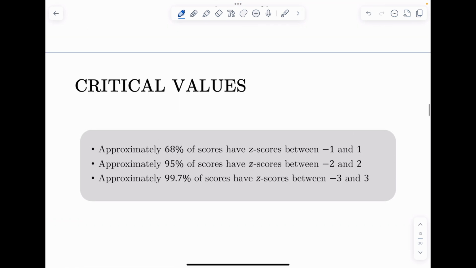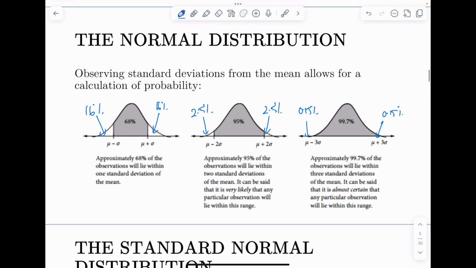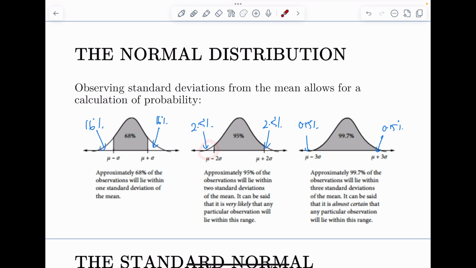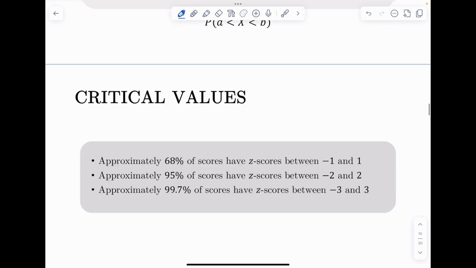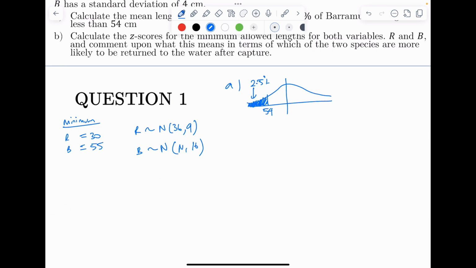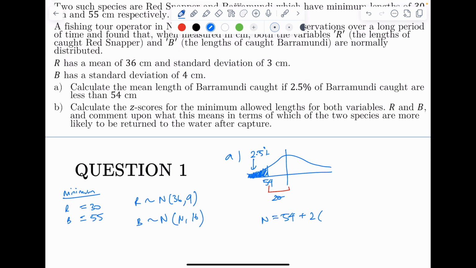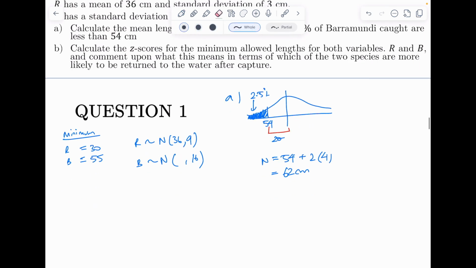Now, if we go back to these graphs here, this tail probability corresponds with this middle graph here. So to have a probability of 2.5% in the tail, we need to be 2 standard deviations to the left of the average. So if we come back to this, the distance between this value here, 54, and the mean is 2 standard deviations. So to get to the mean, we will just get our value of 54 and add 2 standard deviations. And the standard deviation for the barramundi is 4. And so we have 54 plus 8, which would be 62 centimeters. So now we can complete our barramundi normal distribution and see if that comes in handy later on.